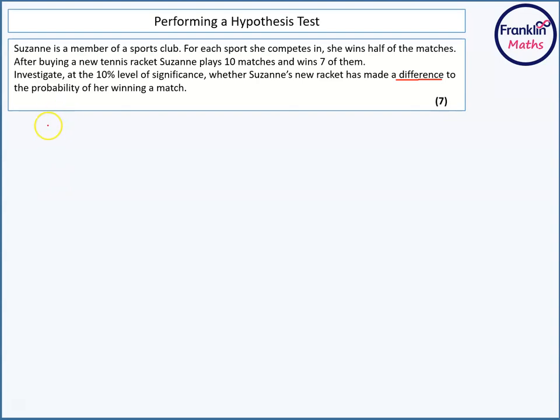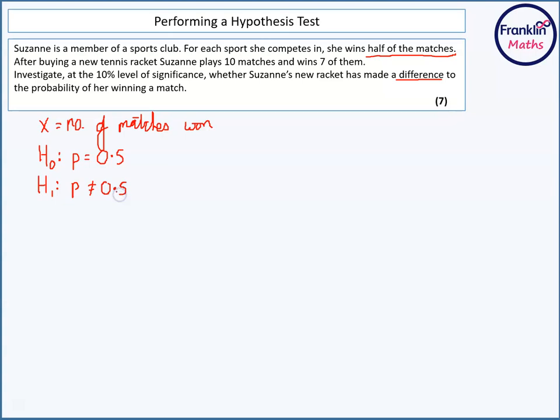So first step here is to say X is equal to the number of matches won. The null hypothesis, in this case, is that the probability of her winning hasn't changed. It's still the same, so it's 0.5. We get that from half the matches. And H1, this time it says different, so the probability is not equal to 0.5. I'm just going to check this against the mark scheme. I'm sat on 2 marks. It's not too bad.